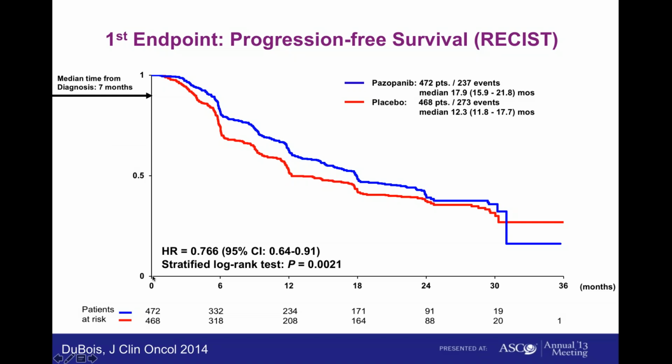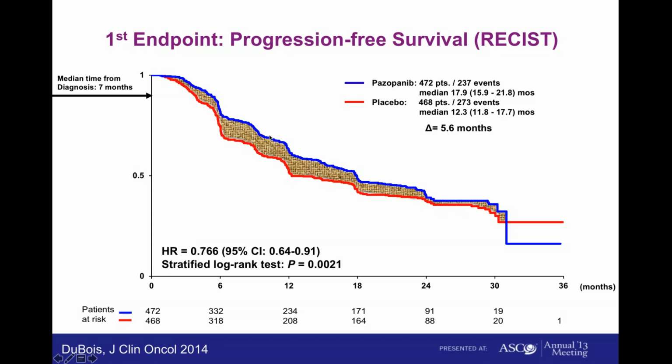And you can see then at time 0, when everybody goes on the study, there's 100% progression-free survival. But as time goes on, you can see that progression events start to happen, and these two curves then start to split. So the blue line represents those patients that are on the pazopanib, and the red line are the ones that were on placebo. And you can see that over time, as you would expect, as tumors start to come back, the curves go down in a kind of a banana shape.